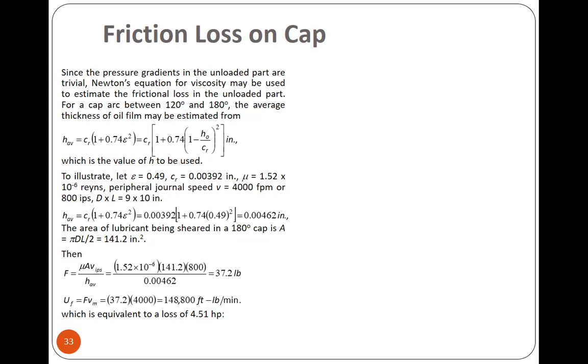Then the F is equal to mu A V in IPS over h average is 1.52 times 10 to the negative 6 times 141.2 times 800 inch per second, yan na 800, divided by 0.000462 is 37.2 pounds. Then the use of F is equal to F V sub M over 33,000, so 37.2 times 4,000 is 148,800 foot-pounds per minute, which is equivalent to a loss of 4.51 horsepower. Yeah. This is now the loss.